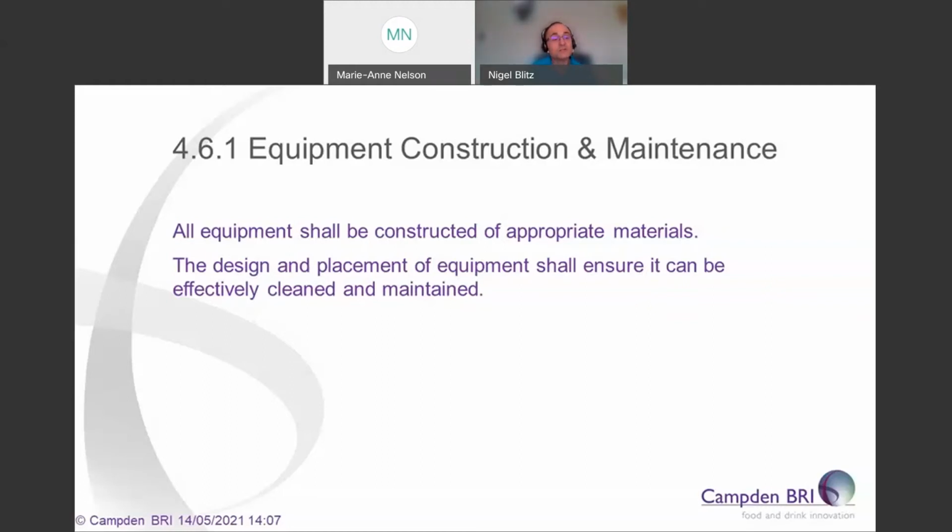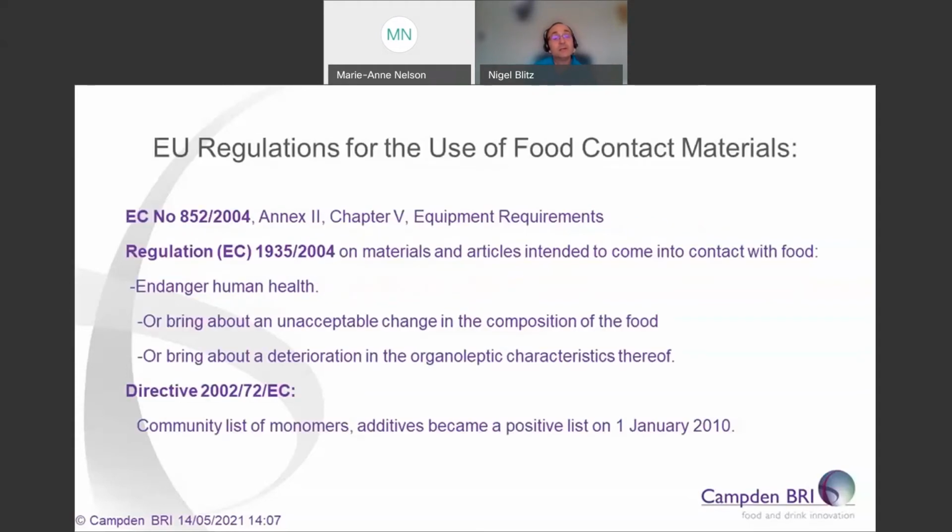So it's not just the BRCGS clause 4.6.1 that we need to worry about. There are EU regulations for use of food contact materials. So there's 852/2004, 1935/2004, and 2002/72. These govern what you can and cannot use.